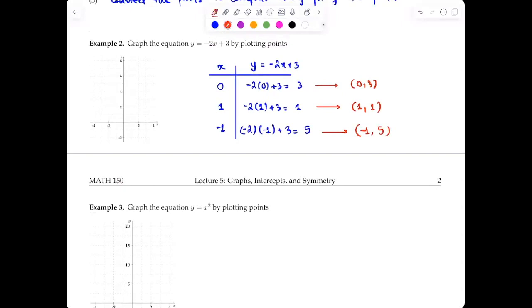Now I'm going to plot these points on the coordinate system. The first point is 0, 3. The second point is 1, 1. And the third point is negative 1, positive 5. Now I'm going to connect these points together.